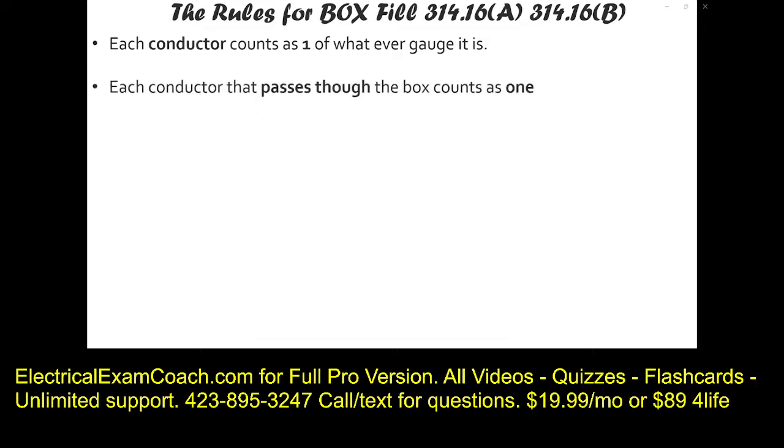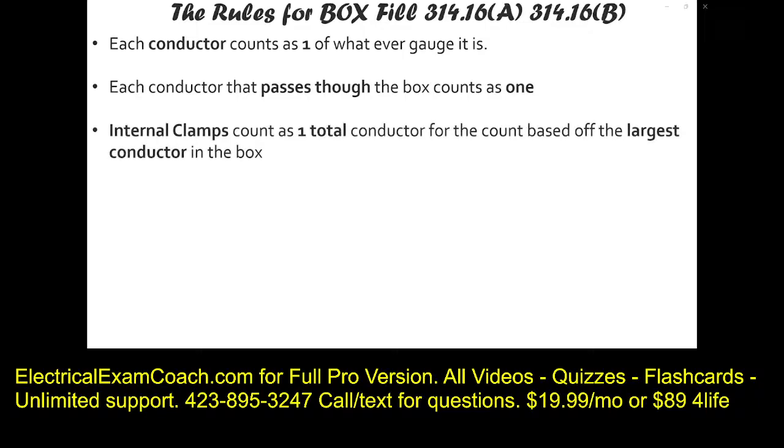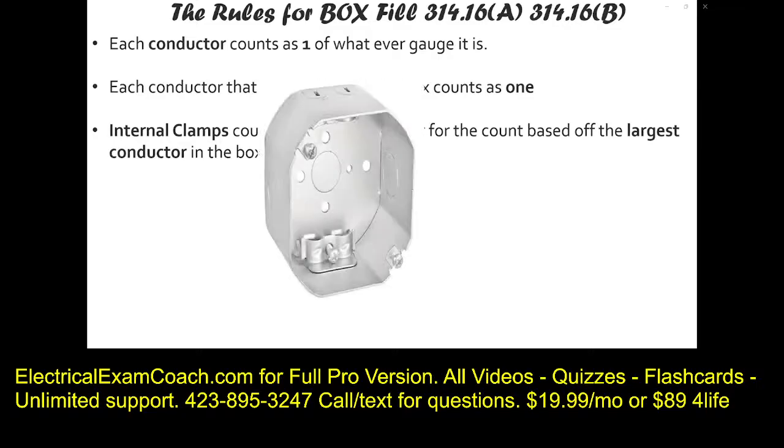Each conductor that passes through the box counts as one. So even if it doesn't terminate or splice inside that box, if it's passing through that box, it counts as one each. Each internal clamp only counts as one total based off the largest conductor that's in the box. Let me show you what I mean. This is an internal clamp. The clamping mechanism is inside the box. Well, it's taking up some of my space, so we have to account for it somehow.